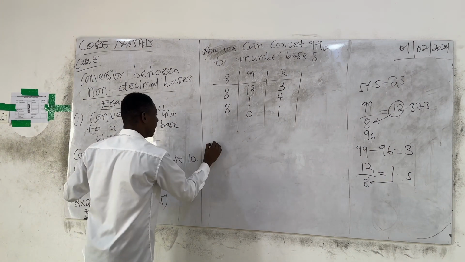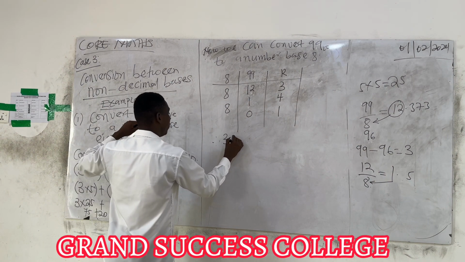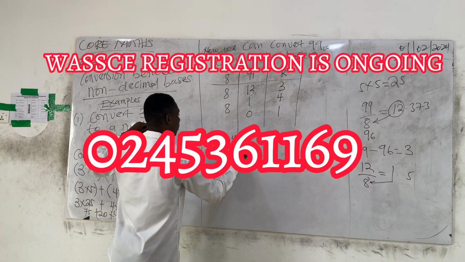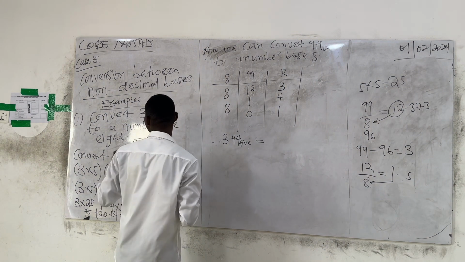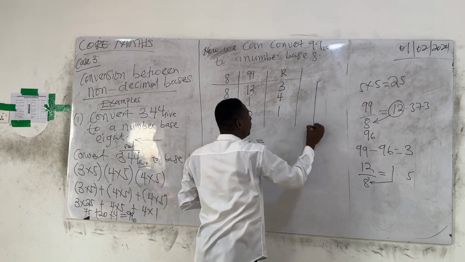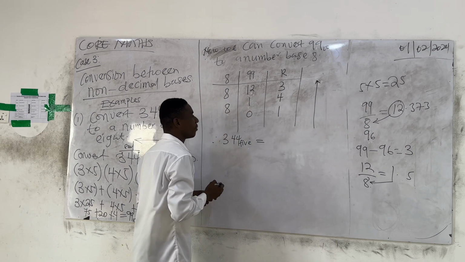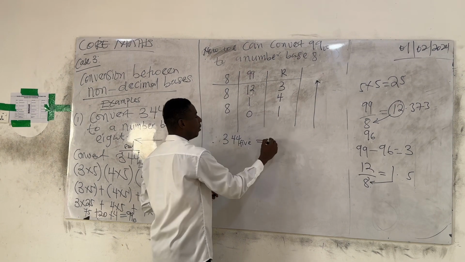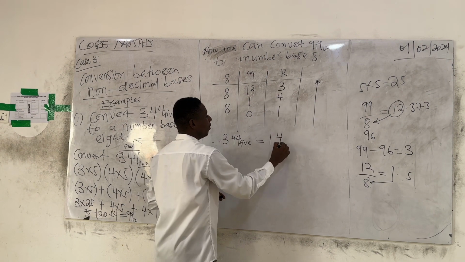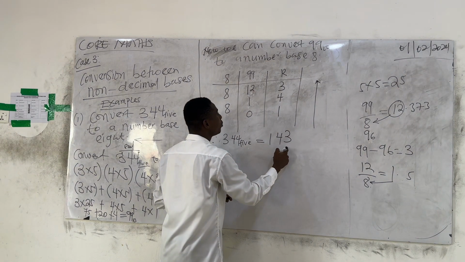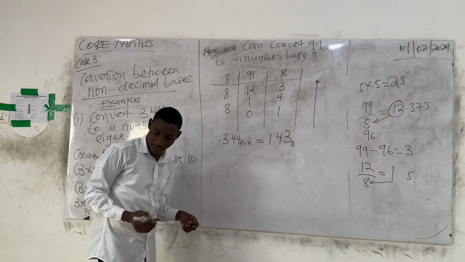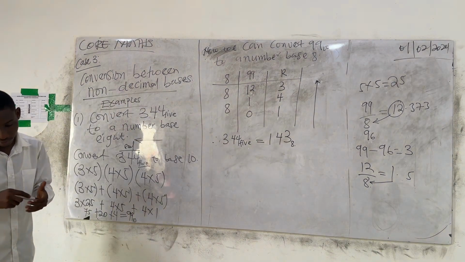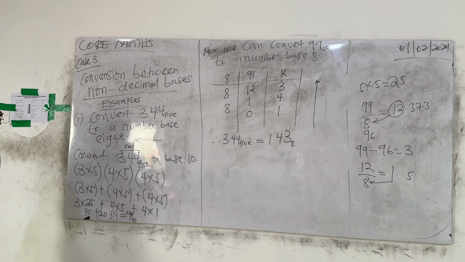So there's no quotient. So this is telling us that our 3, 4, 4 base 5 now into base 8 is what? We read from the bottom upward, from the remainder column. So what's the number here? Followed by what? Followed by what? In this case, what will be the base? Base 8. So we are done. Very simple. Is it not nice?